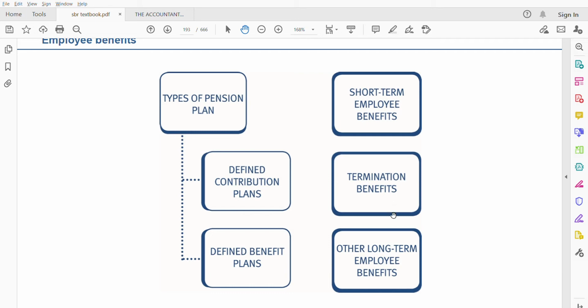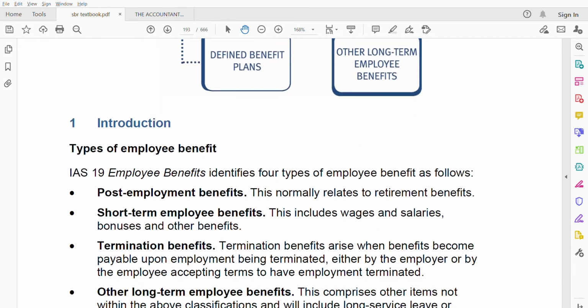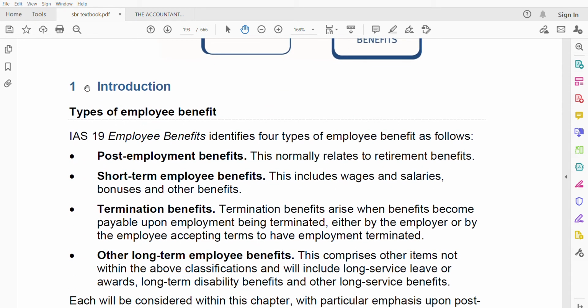Then we have other long-term employee benefits also. So in IAS 19 we are going to go through all this, but mostly what is very important is the pension part, how you deal with the defined contribution plans and defined benefit plans. So starting, this is some employee benefit. There are four types of employee benefits: post-employment benefit, short-term employee benefits, termination benefits, and other long-term employee benefits, right?